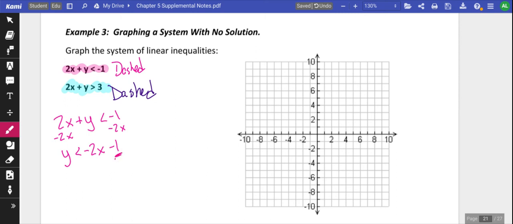Okay, so that's my y-intercept, -1, and my slope is -2. So I like to think -2 over 1. Down 2, right 1. Okay, so down 1, 2, right 1. Same thing, down 2 and right 1. I'm going to draw my little dashed line here.